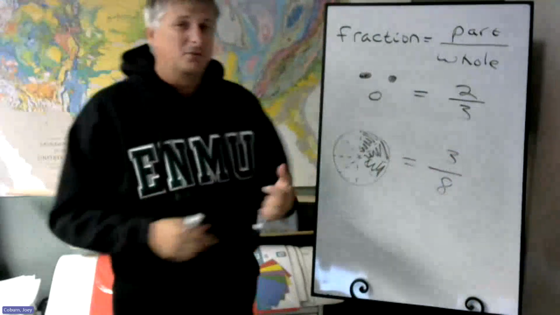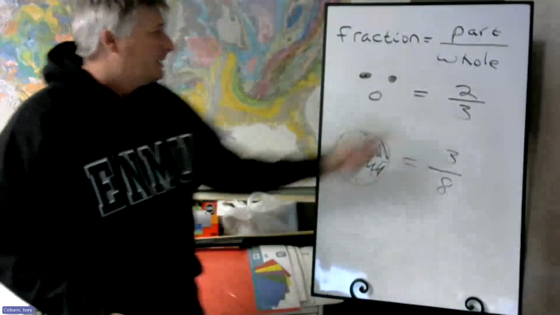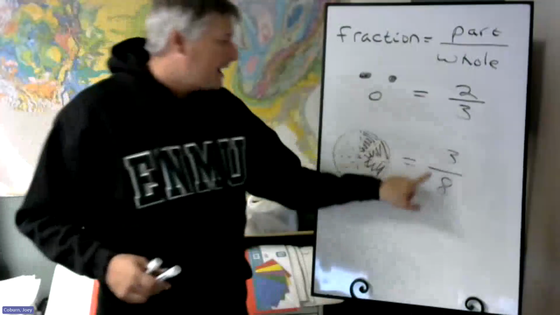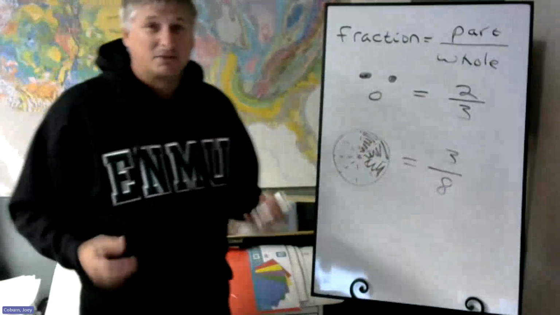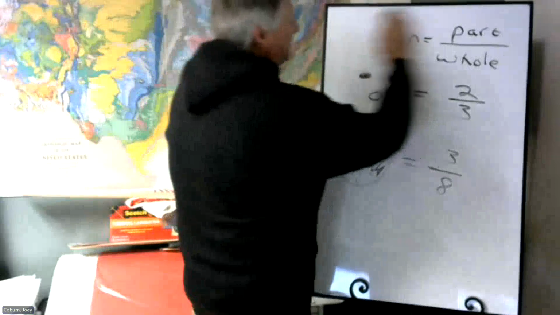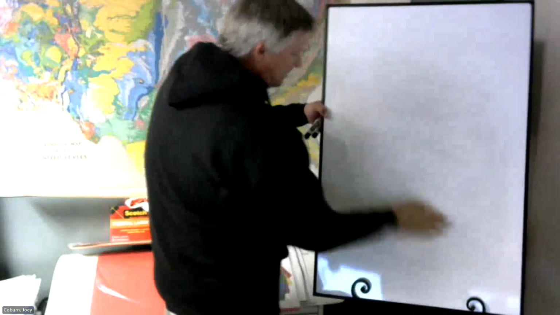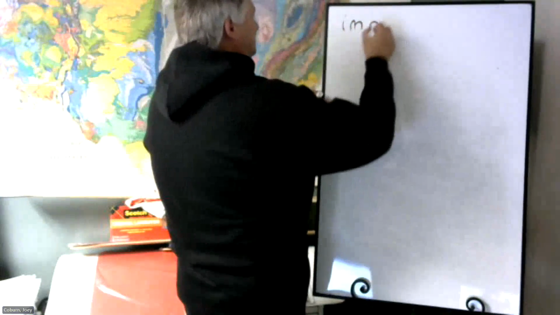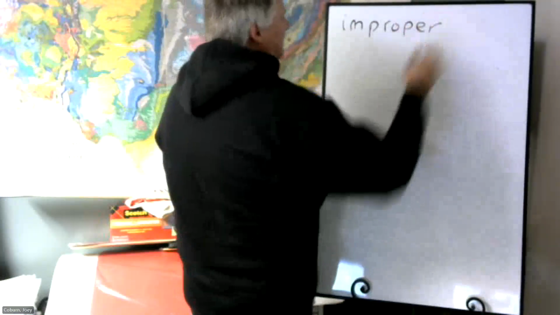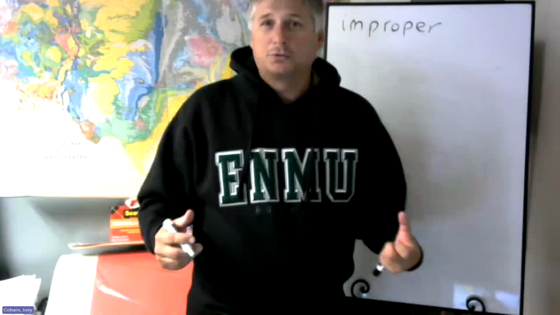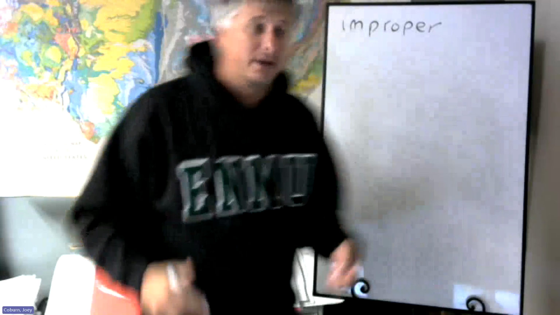And when we talk about this part over whole, you can think of it that way. 2 out of the 3 beads or dots remain. 3 out of the original 8 slices of pizza are left. So that's what a fraction is. Now, sometimes you'll have what's called an improper fraction. And an improper fraction is when the top number is equal to or greater than the bottom number.